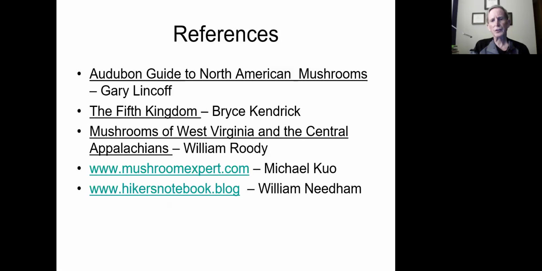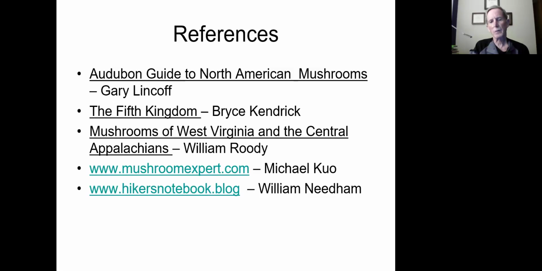I mentioned, here's The Fifth Kingdom by Bryce Kendrick. This is the Audubon Field Guide, which I still use, even though it's dated. 50% wrong, but I know it well. This is a good one, Mushrooms of West Virginia by Bill Rudy, which is more local and more usable. You probably run into this if you've ever done any mushroom hunting. Michael Kuo, he's pretty good on field identification, I think.